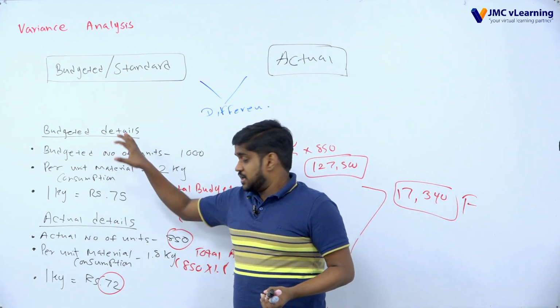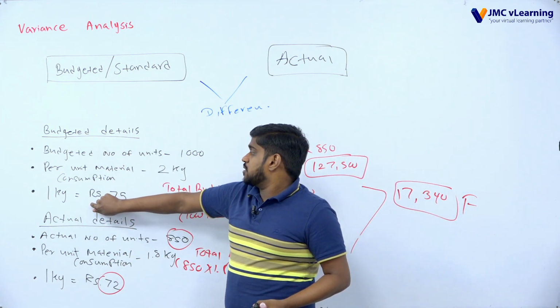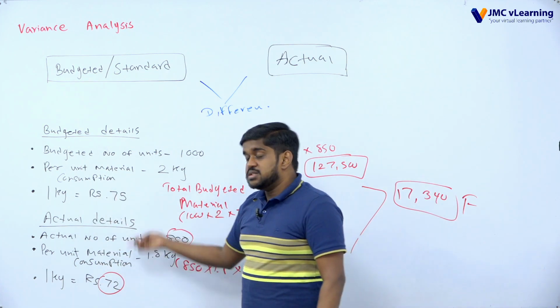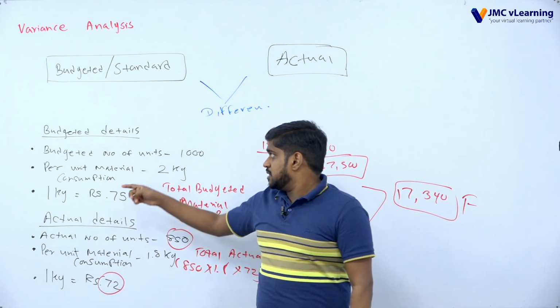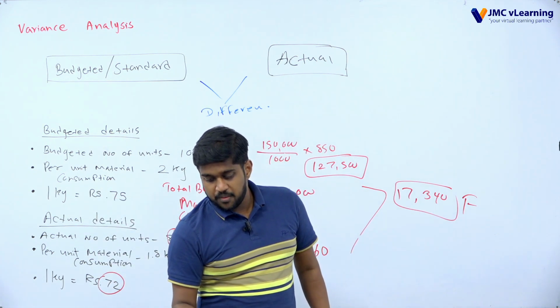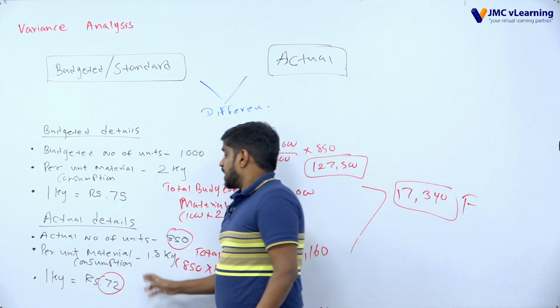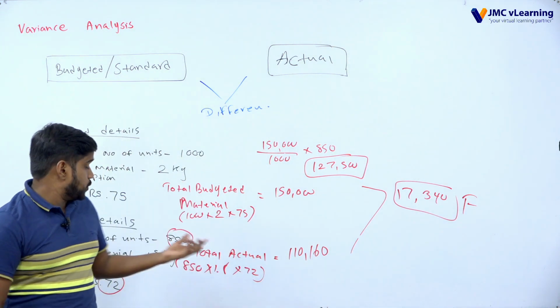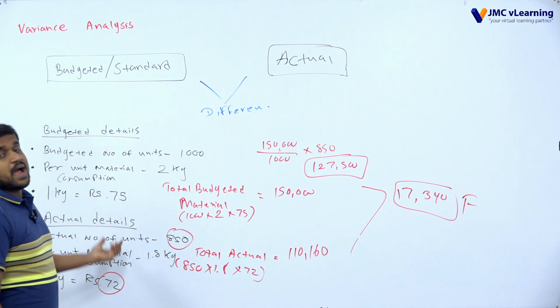First one is the change in our price, or the change in our material price. When we compare our budgeted per kilogram price with our actual price, you can see there is a 3 rupee change. Our budgeted one is 75, but our actual kilogram price is 72. That means we can identify a 3 rupee difference between our budgeted data and actual data.